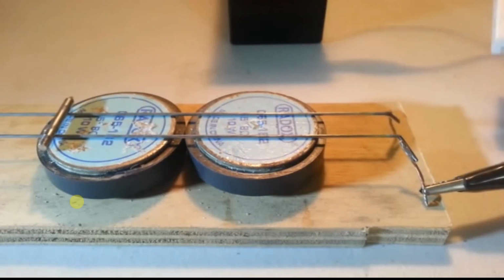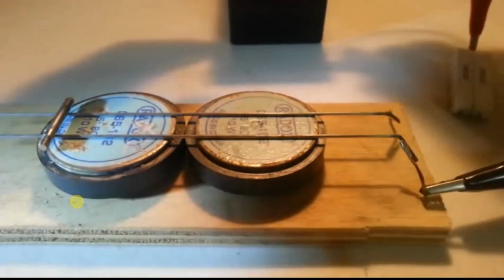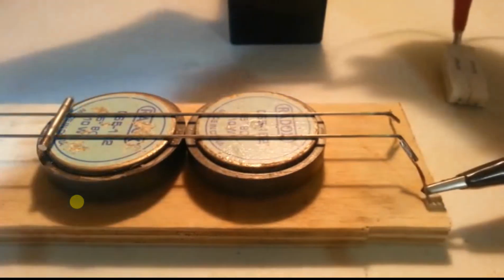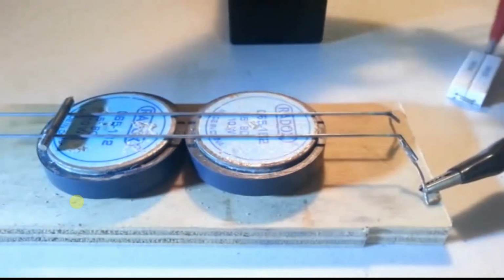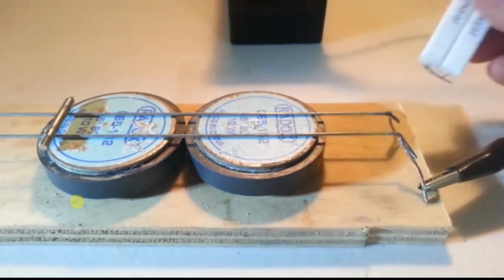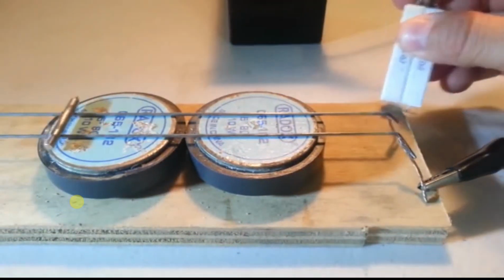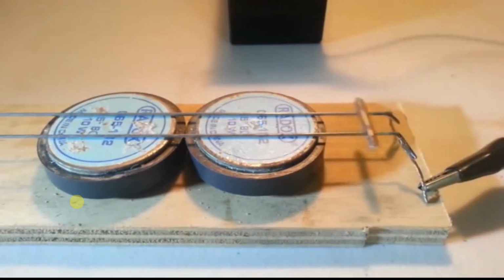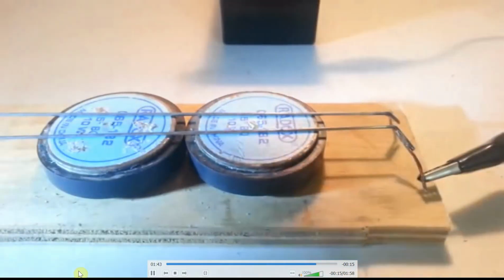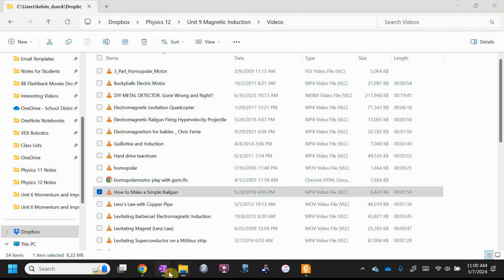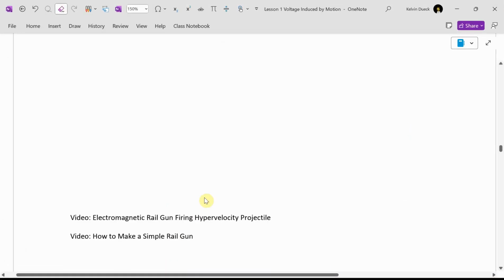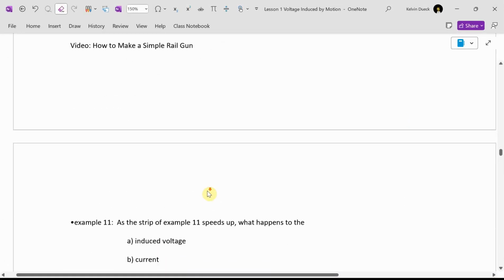What if we reverse the current? If we invert the polarity of the battery, the Lorentz force will change direction and will push the projectile to the right. Flip the current. Easy peasy. Nice little railgun.